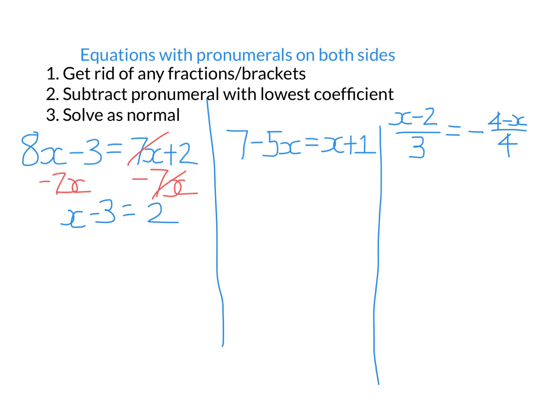So now this is a really easy one to solve. x minus 3 equals 2. We're just going to add 3 to both sides of the equation. We end up with x equals 5.